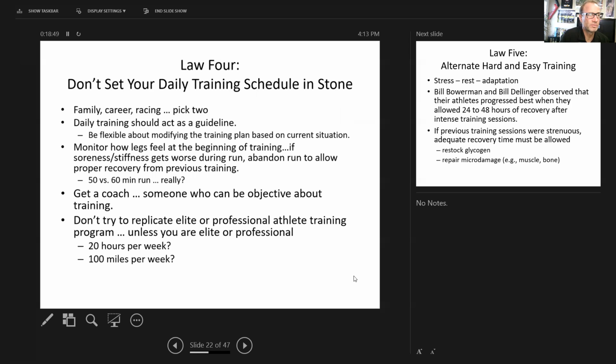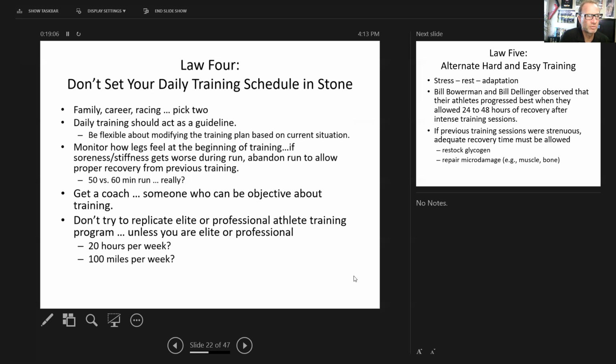Sometimes it helps to get a coach. Oh, I got a 50 to 60-minute run. Really, don't get hung up on some of the details. You don't need to log 52.5 minutes of running. Ballpark numbers can sometimes be good, again, depending on the goal that you're shooting for.